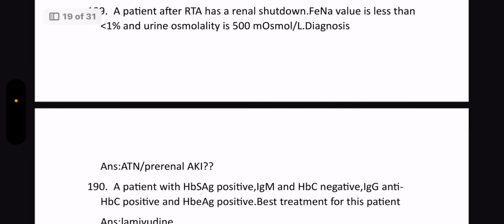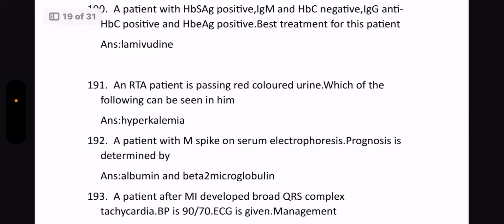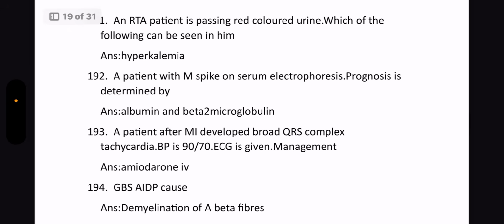Next, a patient after RTA has a renal shutdown. FeNa value is less than 1%. Urine osmolality is 500 milliosmoles per liter. Diagnosis, a doubtful question, acute tubular necrosis or prerenal AKI. Next, a patient with HBsAg positive, IgM anti-HBc negative, IgG anti-HBc positive, HBeAg positive. Best treatment is lamivudine.